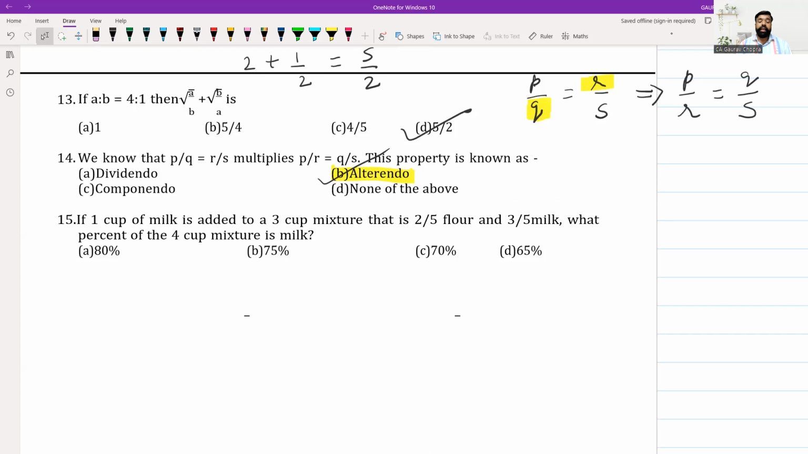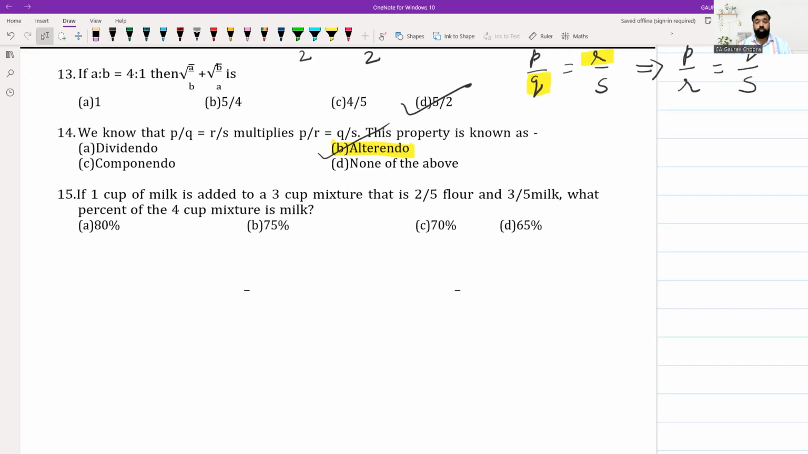Now 15. If 1 cup of milk is added to a 3 cup mixture, which is 2/5 of flour and 3/5 of milk, then what percentage of the 4 cup mixture is milk? Okay. So now this is a different question, but it is a very easy question.